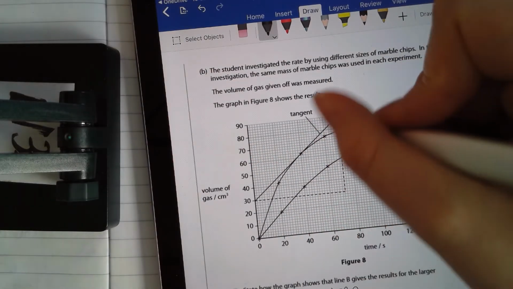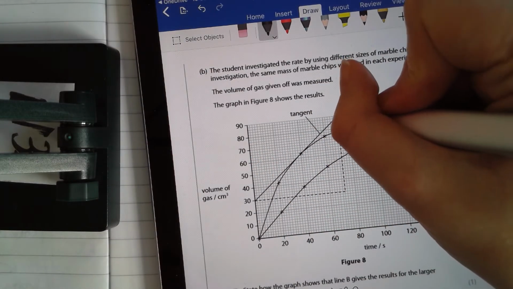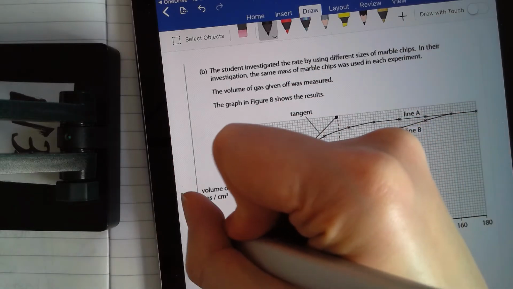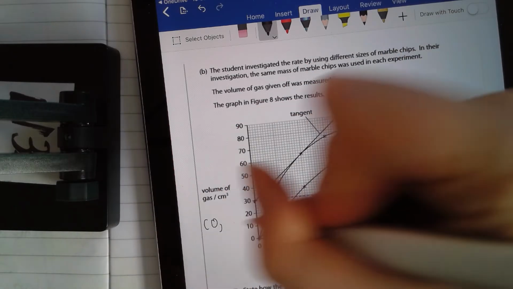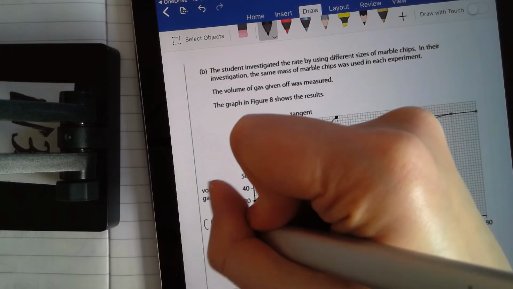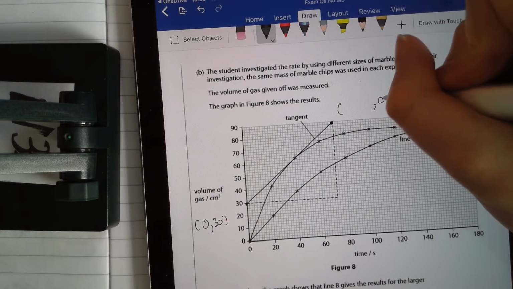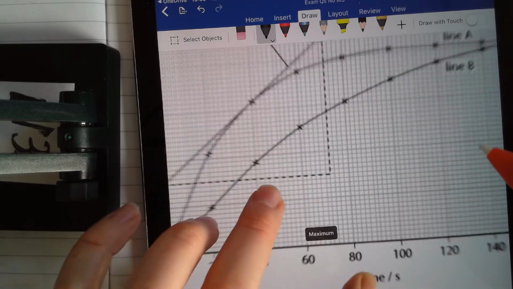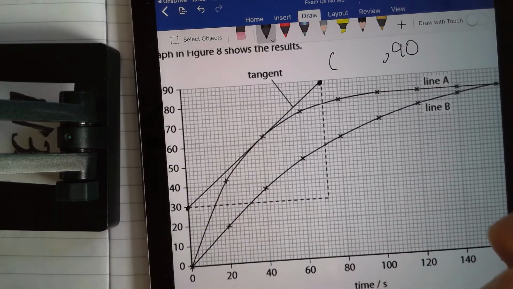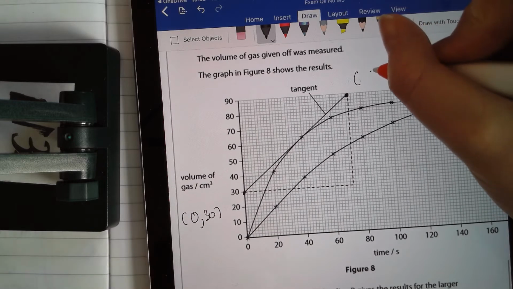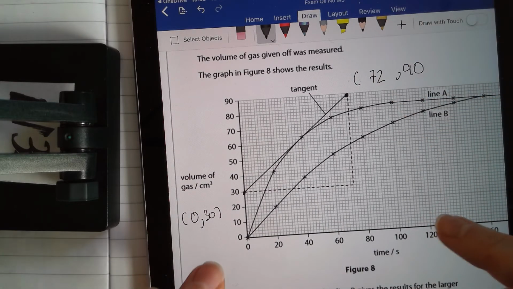So I'm going to pick the 2 points at the end of the tangent because I think they're the easiest points to pick. This one over here is going to be 0 on the x-axis, and it's going to be 30 on the y-axis. And then up top on the y-axis, it's clearly 90, and on the x-axis, what's that going to be? I'm going up in 2, so that's 62, 64, 66, 68, 70, 72. So it's 72 and 90, and then I had 0 and 30.